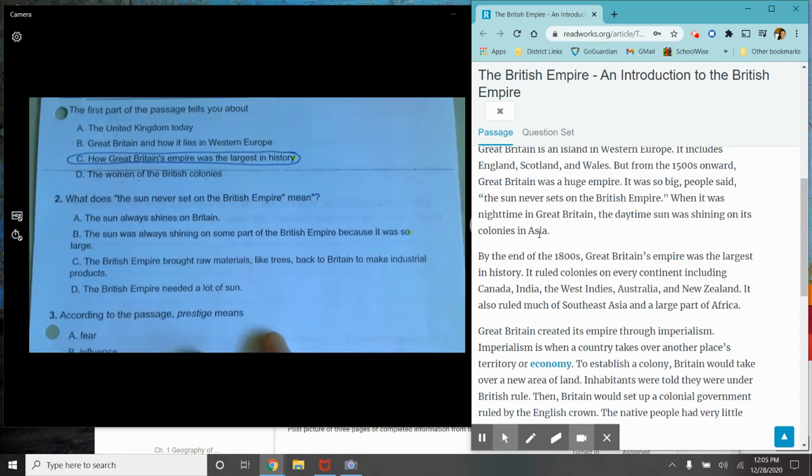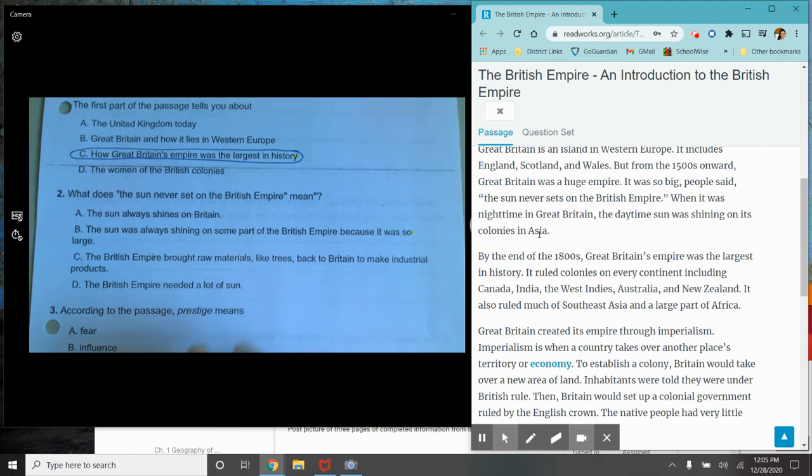What does it mean? The sun never sets on the British Empire. So the sun always shines on Britain. Well, we know that's not what it meant. The sun was always shining on some part of the British Empire because it was so large.